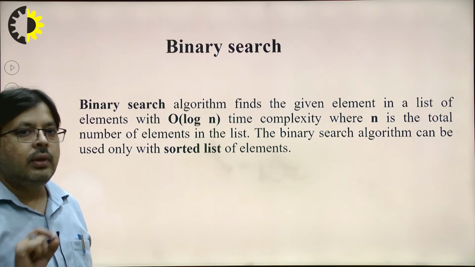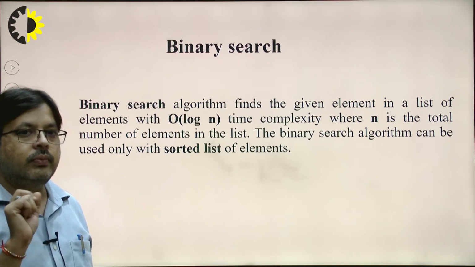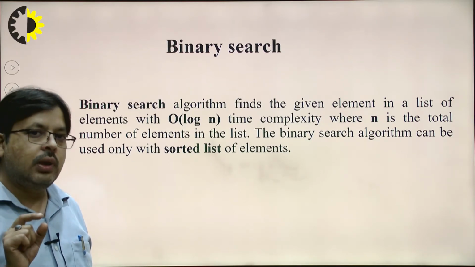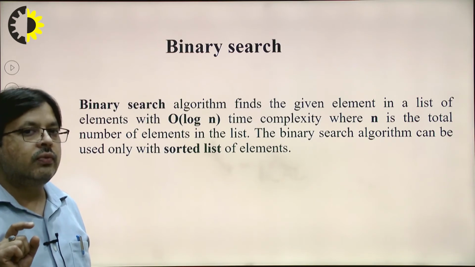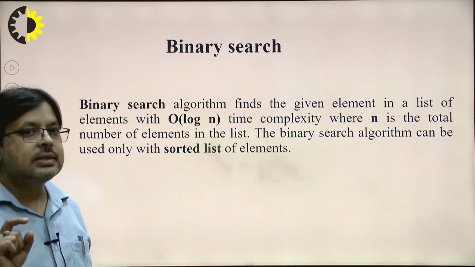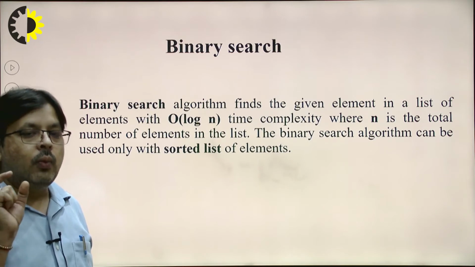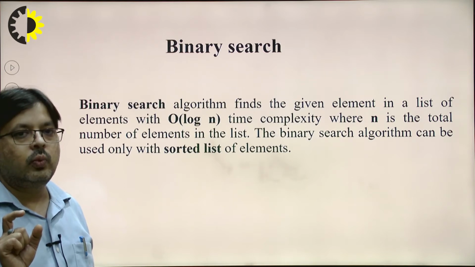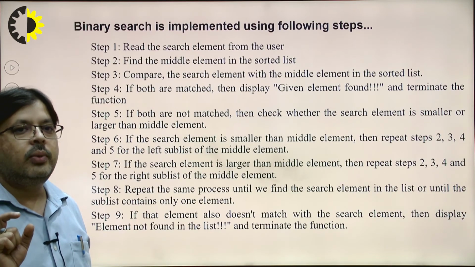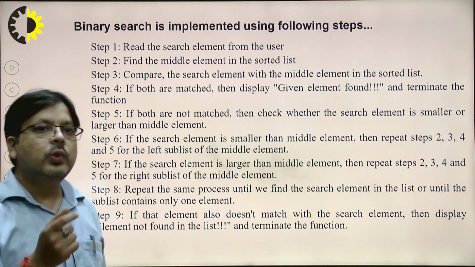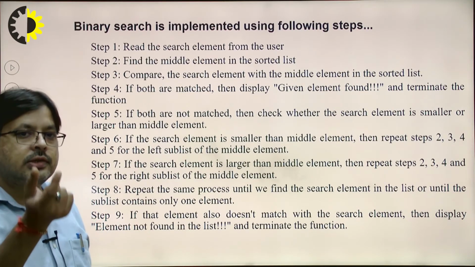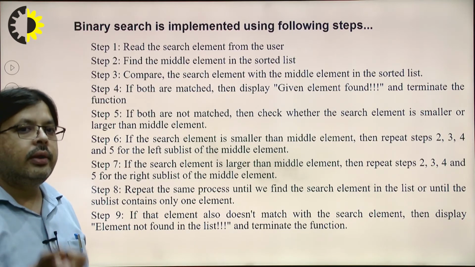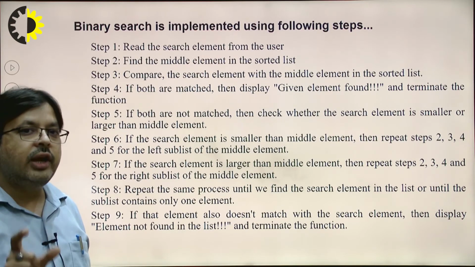As we saw in the previous algorithm, the best case was order of 1 and the worst case was order of n. In binary search we will prove that the worst case of the search is order of log n. The worst case is log n and the best case is obviously order of 1. Here we will discuss the theoretical algorithm for binary search, how it works, and how it is different from linear search.